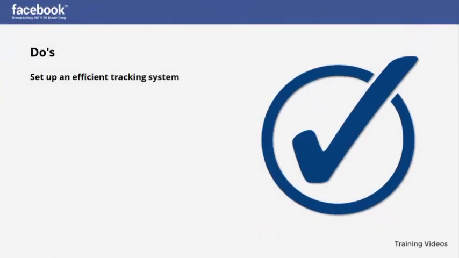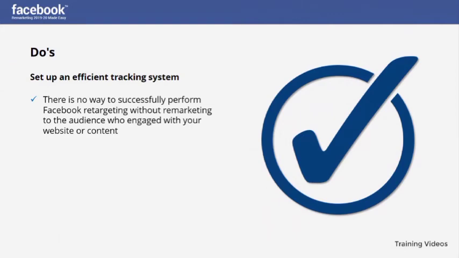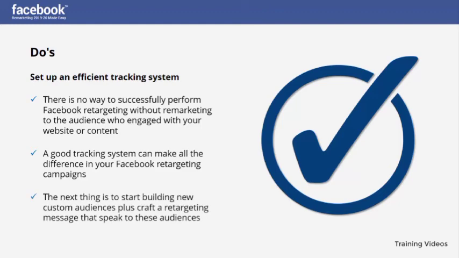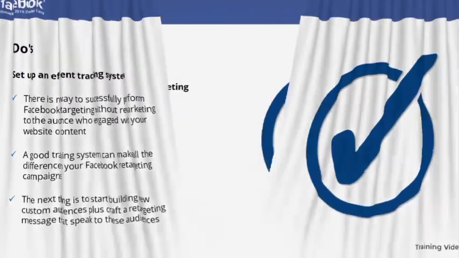Set up an efficient tracking system. There is no way to successfully perform Facebook retargeting without remarketing to the audience who engaged with your website or content. To achieve this, you will need to set up a tracking system. A good tracking system can make all the difference in your Facebook retargeting campaigns. It will help to cater to the needs of your custom audiences. To start, you'll need to configure your Facebook pixel with the tracking system already in place. The next thing is to start building new custom audiences plus craft a retargeting message that speaks to these audiences.